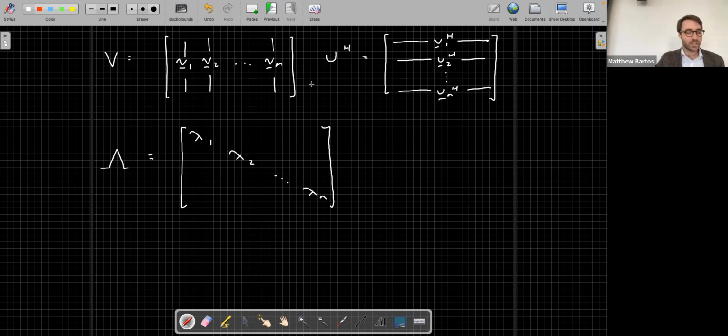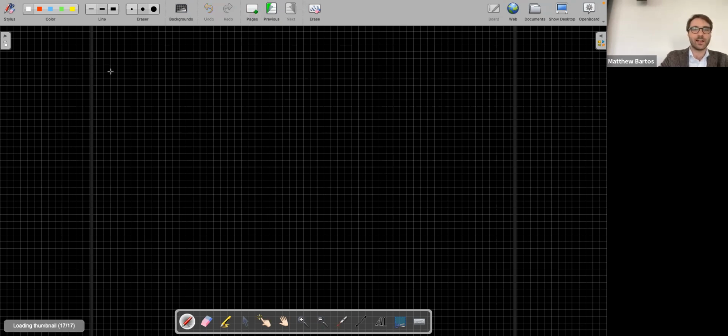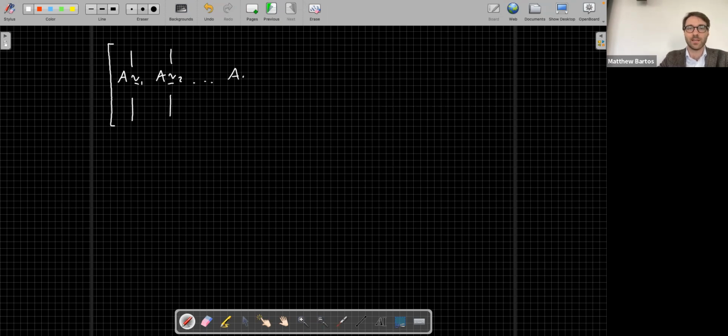Okay, and we can show this. Let me show this for you. We can show it without plugging in any numbers. So let's just suppose that we have some matrix that we can define as each column is equal to A times each of the eigenvectors of A. So we have AV1, AV2, all the way through AVN.